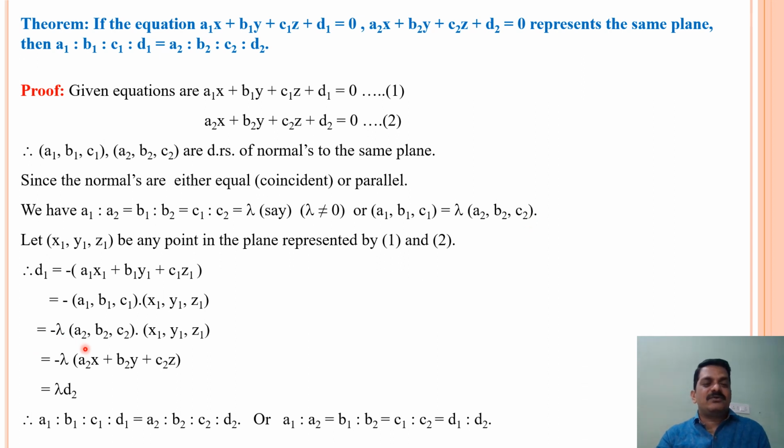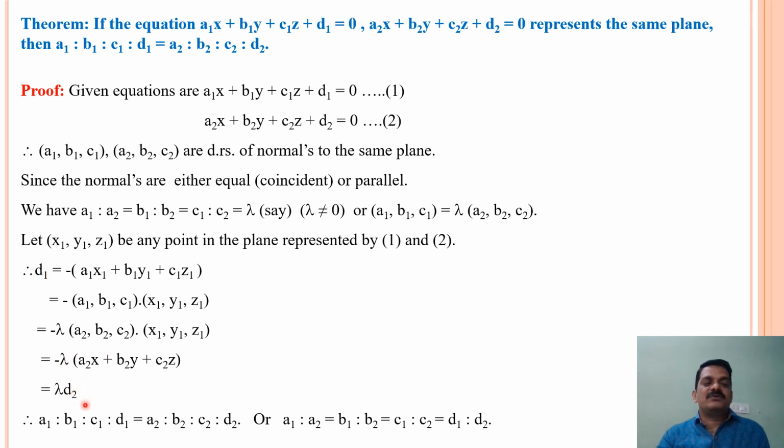So lambda into a2, b2, c2 into x1, y1, z1. That is equal to minus of lambda into a2x1 plus b2y1 plus c2z1. That is equal to minus lambda into, but a2x1 plus b2y1 plus c2z1 is equal to minus d2. So minus of minus lambda d2, that is plus lambda d2.